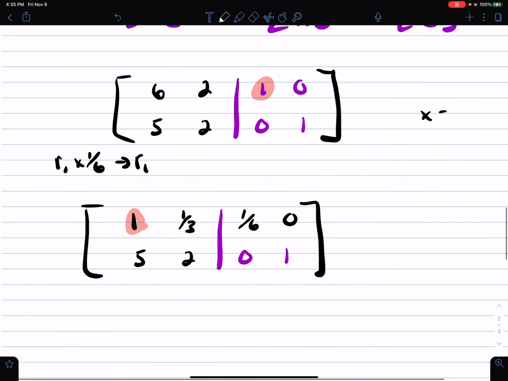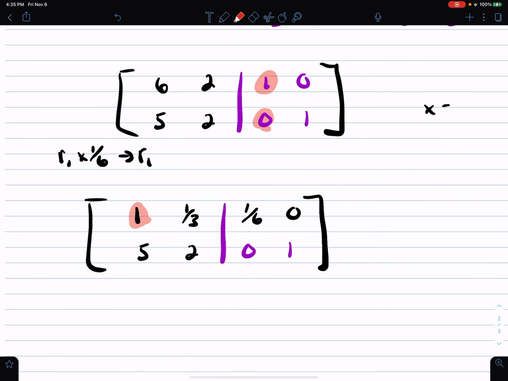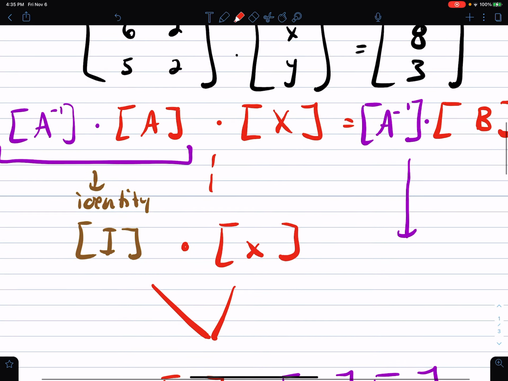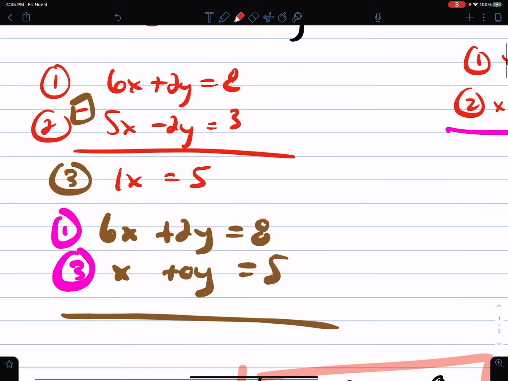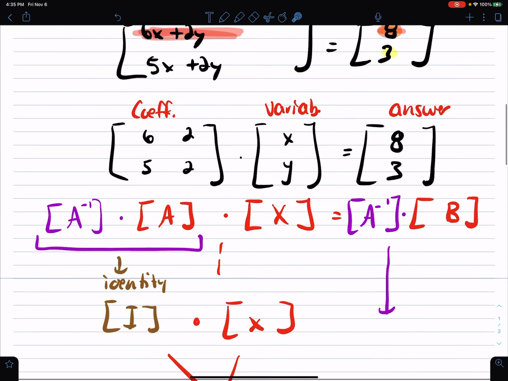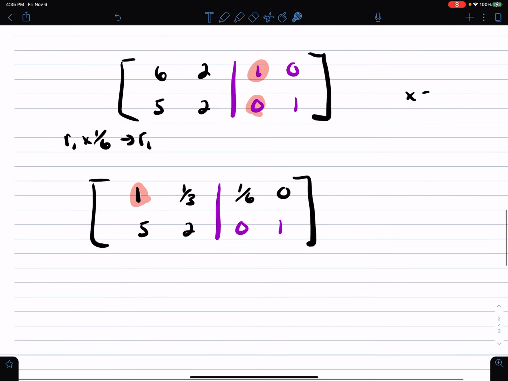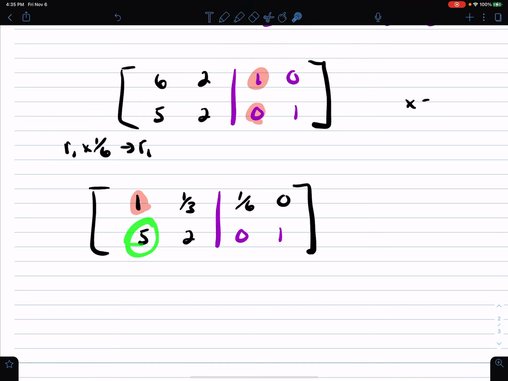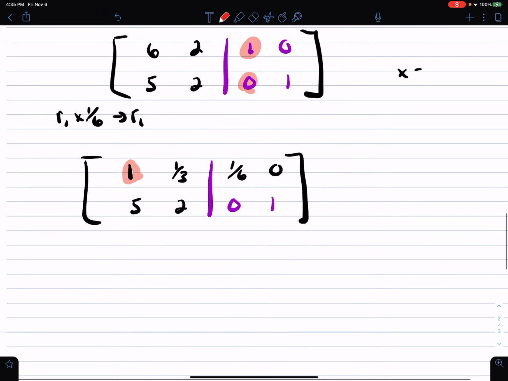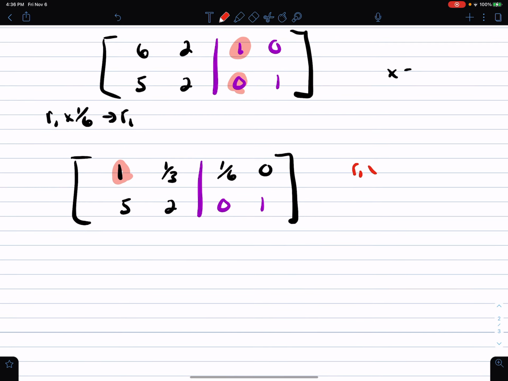Once I have a 1, the way that I would create the 0 below it is by adding equations together, just like we were doing in our warm-up. I can add equations together to create a new equation, and once I get that new equation, I can use it in my system. If I want this number right here to be a 0, I'm going to need to add -5 to it. So if I took the equation in row 1 and multiplied it by -5, I would get those coefficients to be opposites. So I would get -5, -5/3, this would turn into -5/6, and that would still be 0.